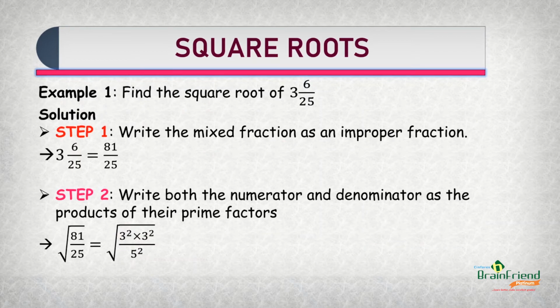Now let's look at an example. Find the square root of 3 whole numbers 6 over 25. Step 1. We write our mixed fraction as an improper fraction. 3 whole numbers 6 over 25 will give us 81 over 25. Step 2. We write both the numerator and the denominator as a product of their prime factors. The product of the prime factors of 81 is 3 square multiplied by 3 square, and the product of the prime factors of 25 is 5 square.